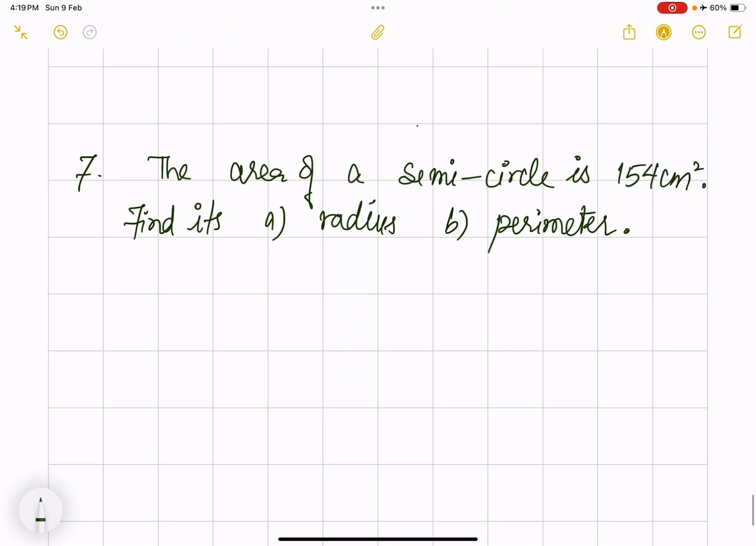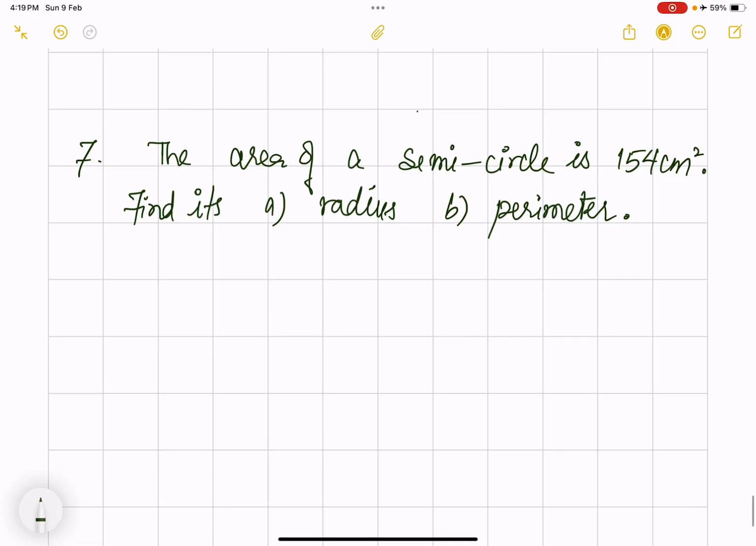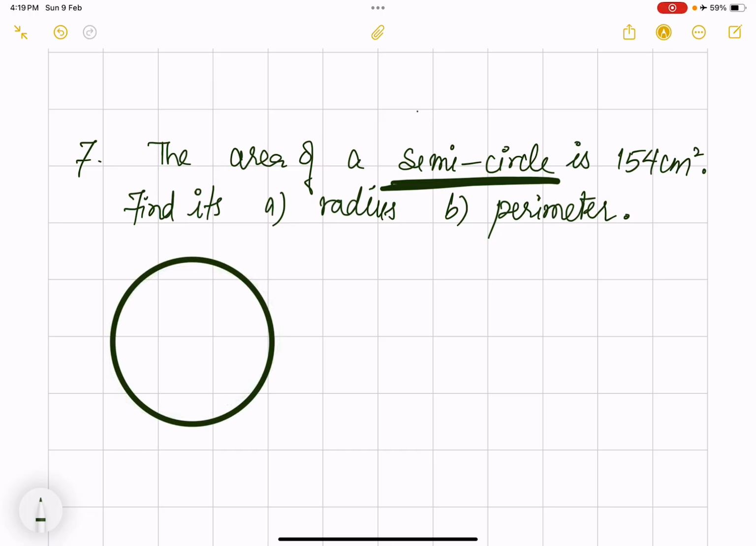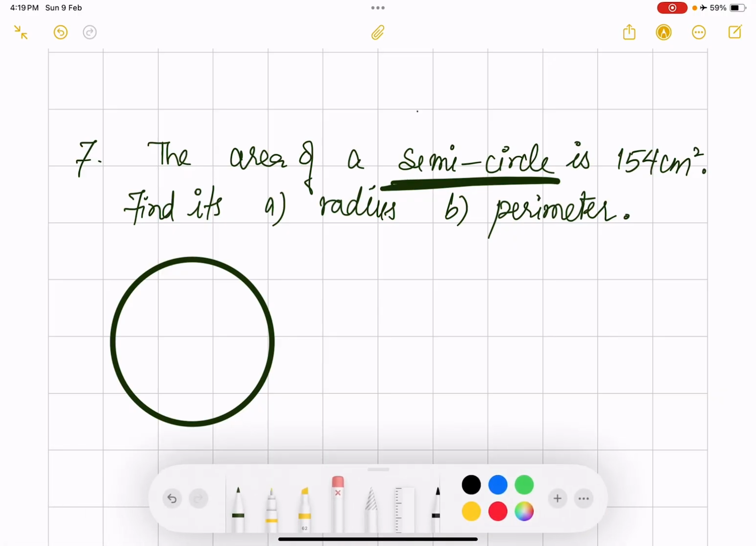Next question. The area of a semicircle is 154 centimeter square. Look carefully, it's not a circle, it's a semicircle. So what is a semicircle? Let's try to understand. Okay, we have this part. This thing here is called a semicircle. Hope this makes sense to you.